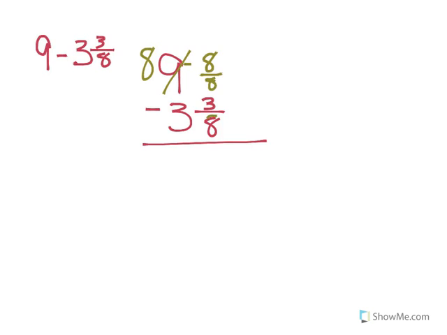Because I just found it right here, you know. So I'm going to just borrow a whole. That means I borrowed 8/8. Okay, so now can I subtract this? Yes, I know my denominator stays 8, and 8 minus 3 is 5. And then right here, 8 minus 3 is 5. So my answer is 5 5/8.